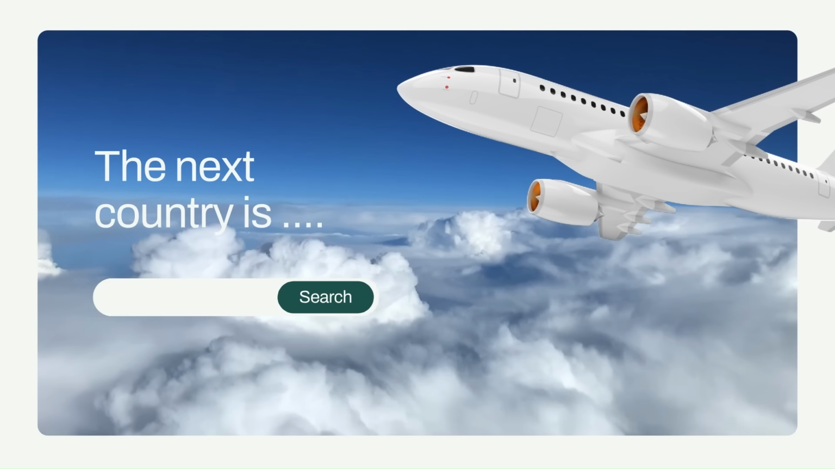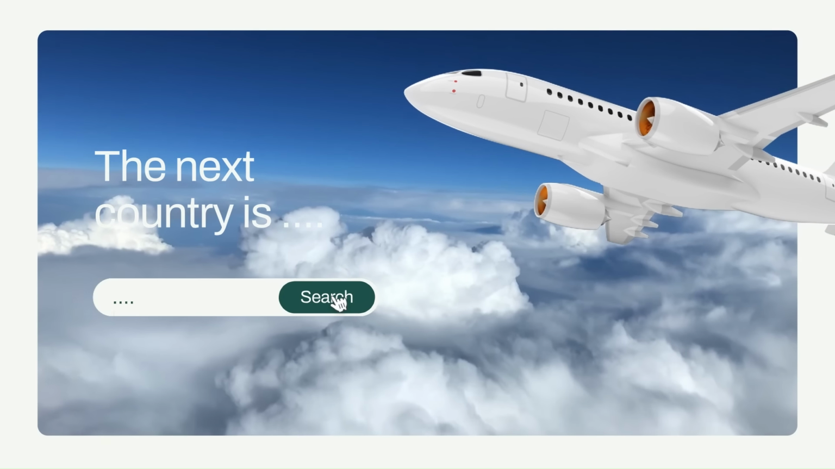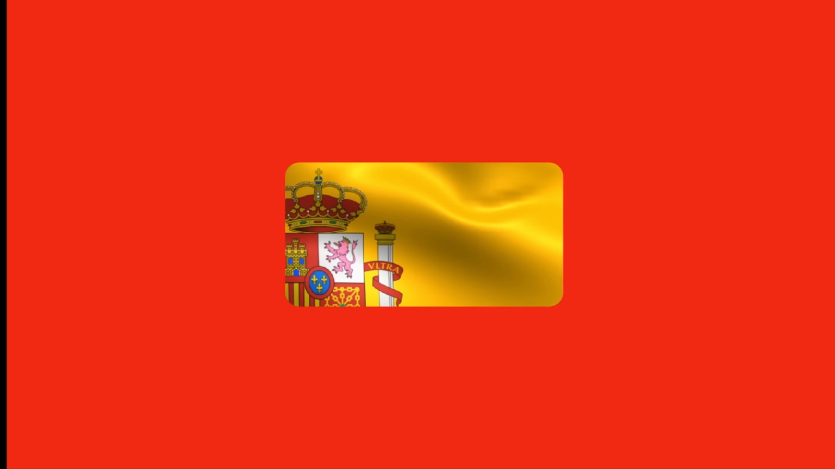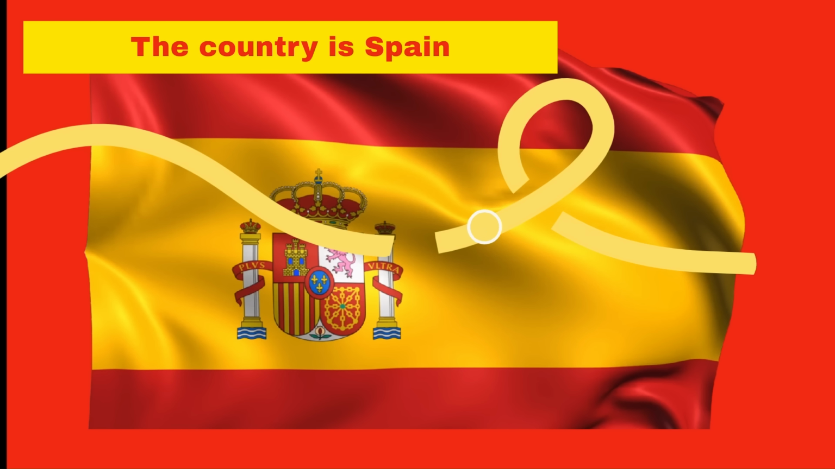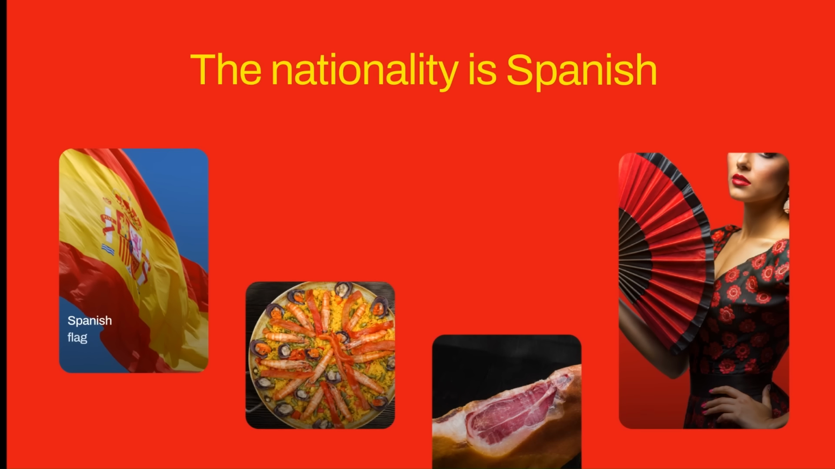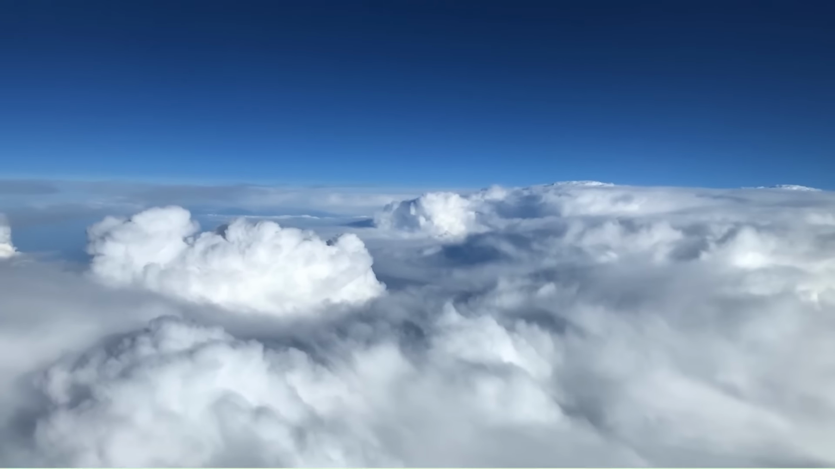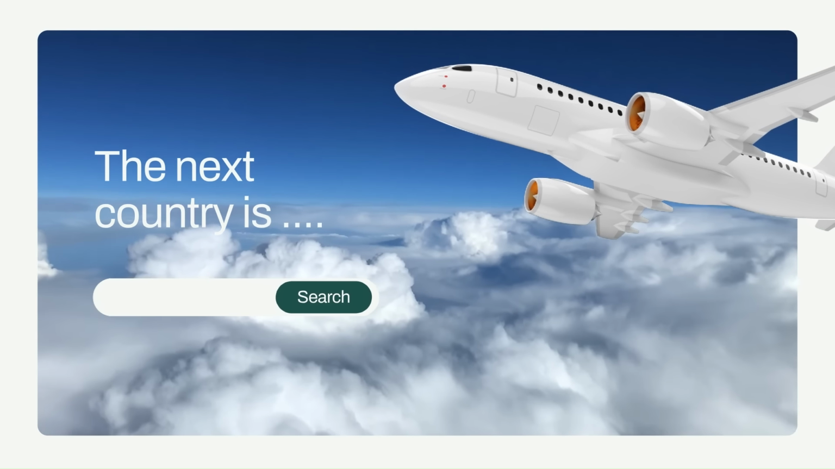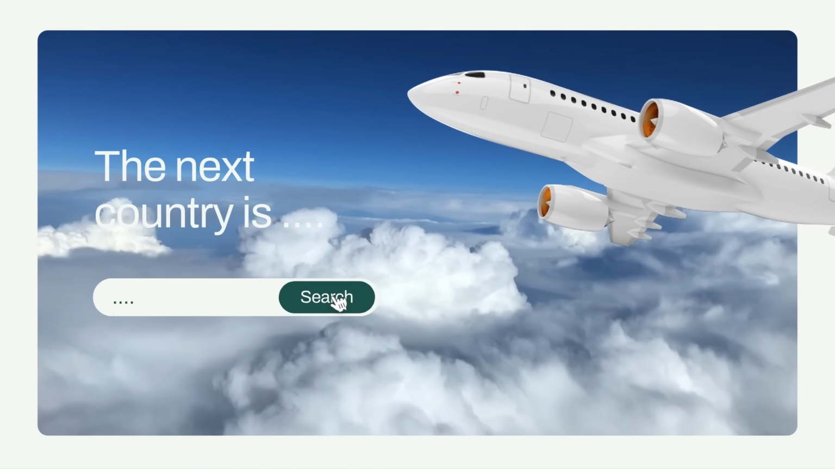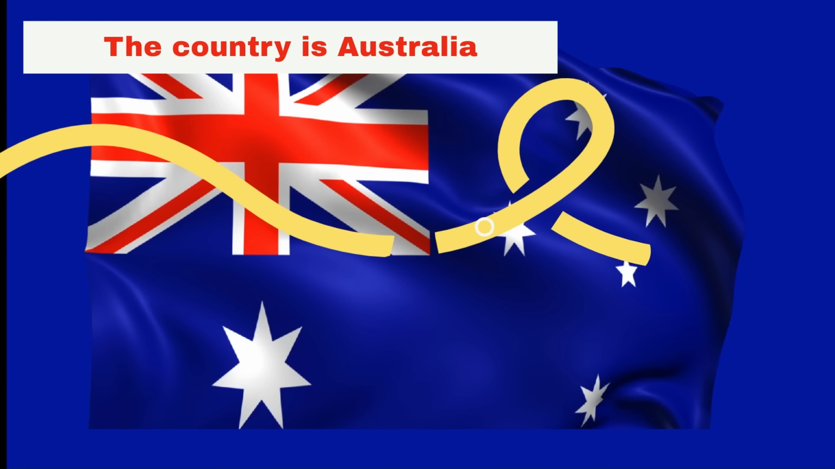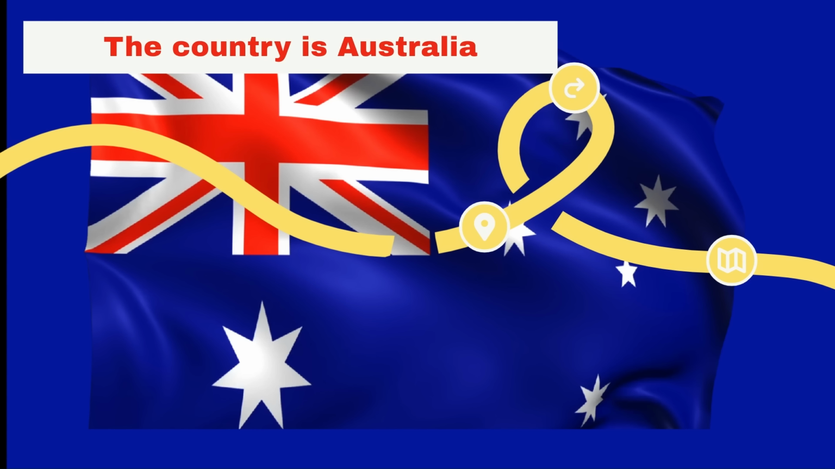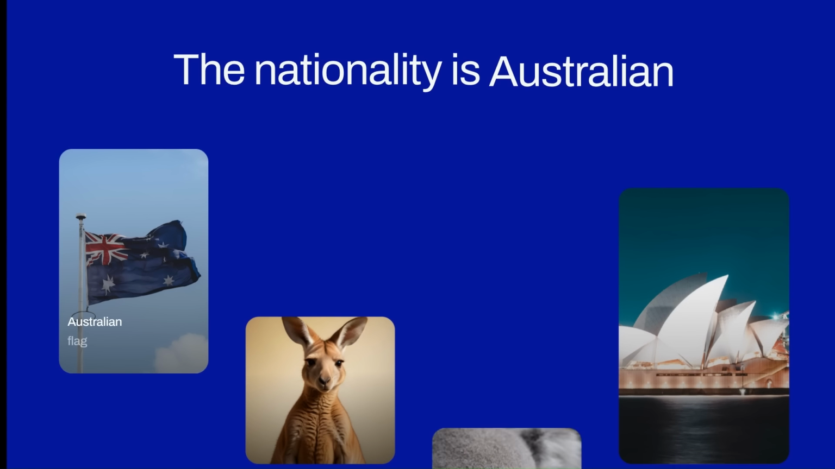The next country is Spain. The Spanish flag is yellow and red. The nationality is Spanish. The next country is Australia. The Australian flag is blue, red and white. The nationality is Australian.